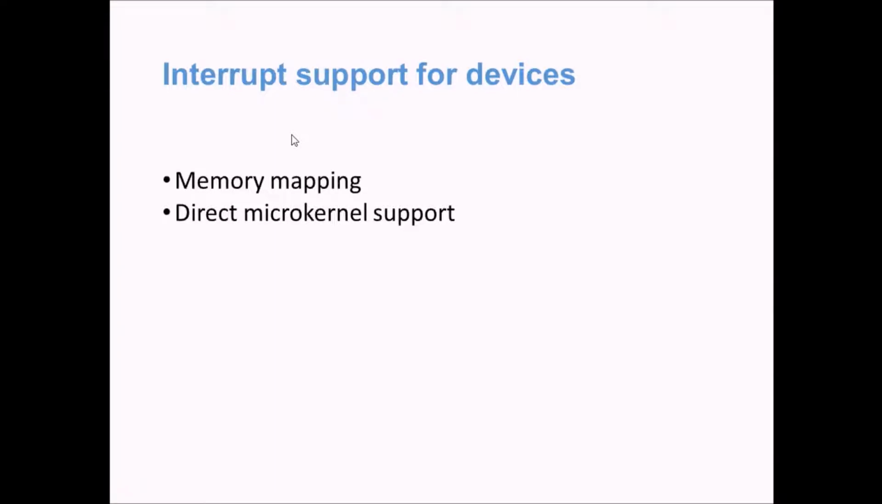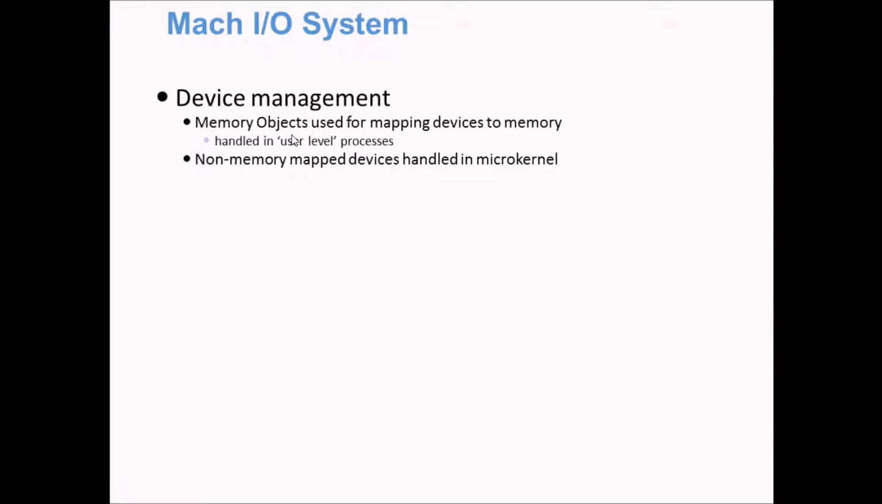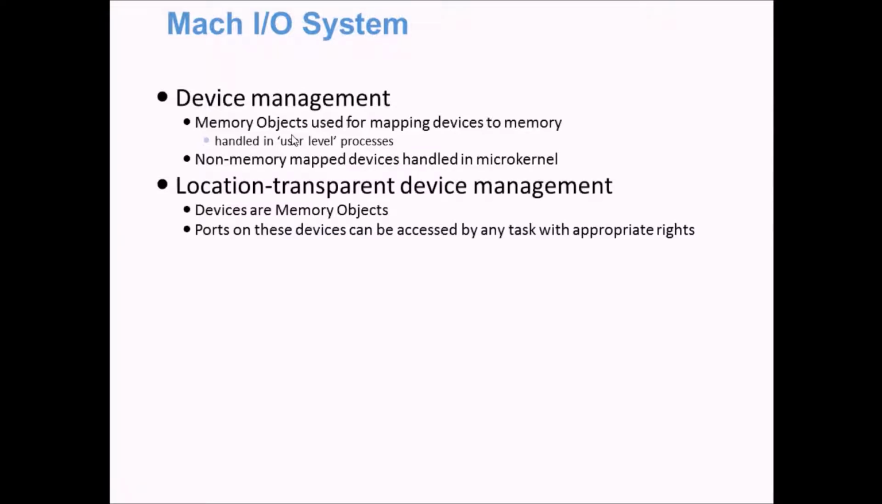Interrupt support for devices can be provided by memory mapping or direct microkernel support. Mach I/O system, device management: memory objects used for mapping devices to memory are handled in user-level processes. Non-memory-mapped devices are handled in the microkernel.